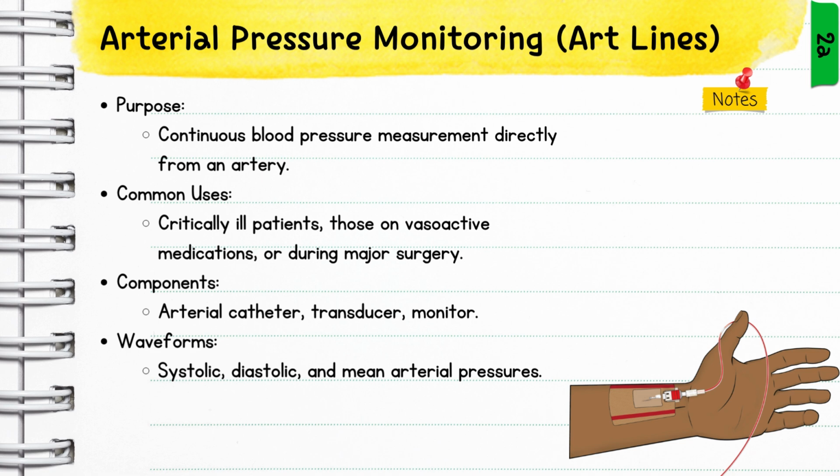You'll often see the art line in the radial artery. So don't mistake this for a peripheral IV. It should be labeled very clearly. It looks a little different, and you're going to see that the line goes to the transducer and the monitor, not your typical J-loop peripheral IV.